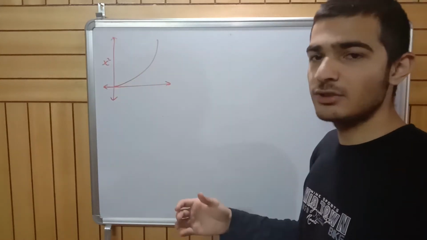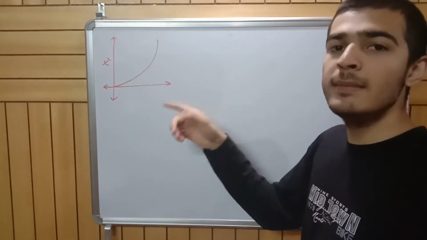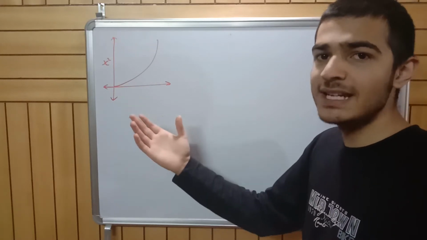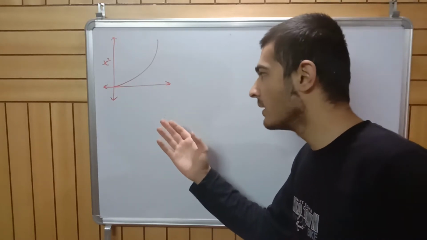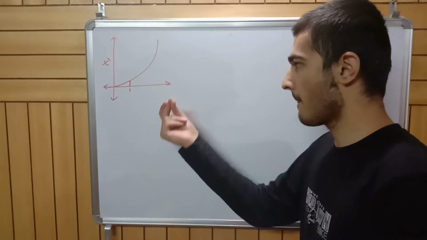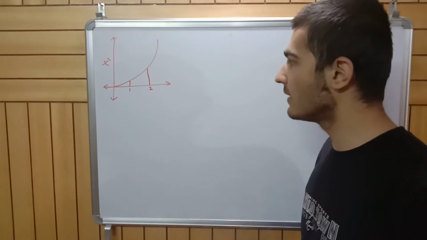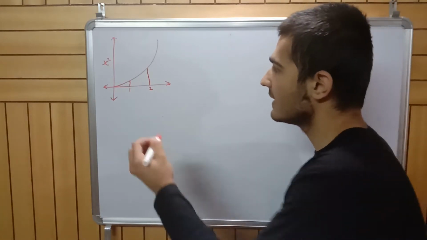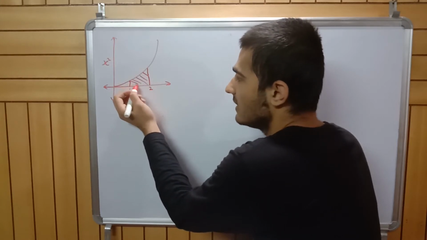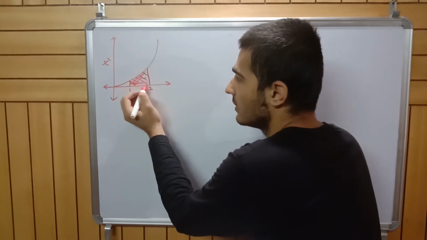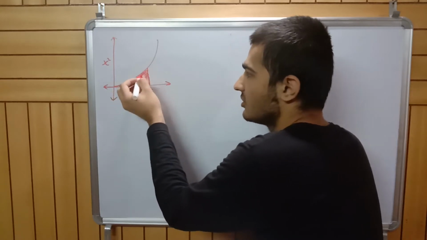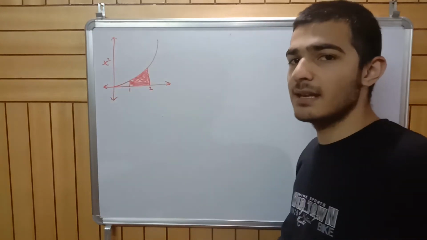So this is the graph of x square, and now we had two limits. We had two boundaries, the first at x equals 1, the second at x equals 2. So here are those two. Then we were trying to find this area, the area under the curve. I'll just shade that quickly. So the area that I just shaded, we were trying to find this area.